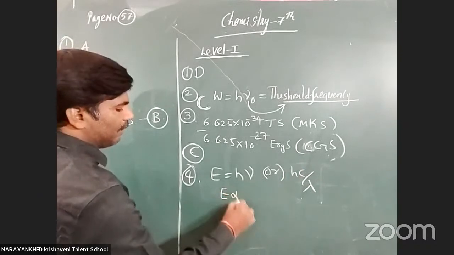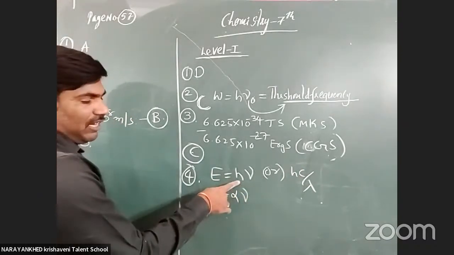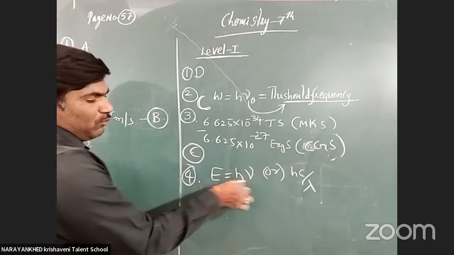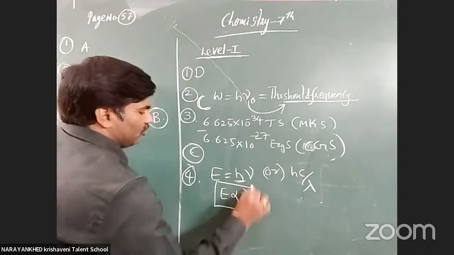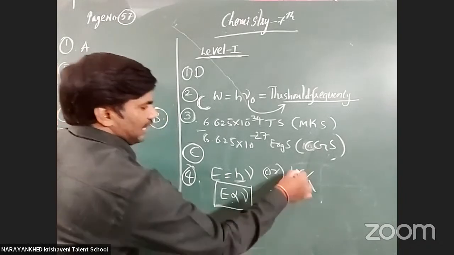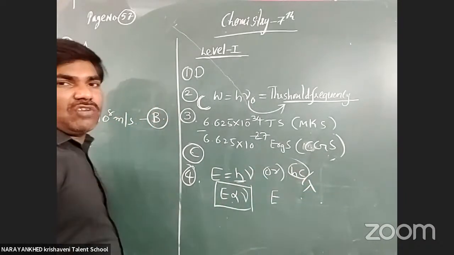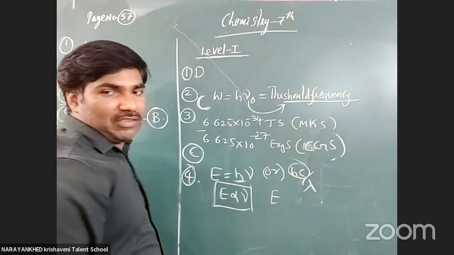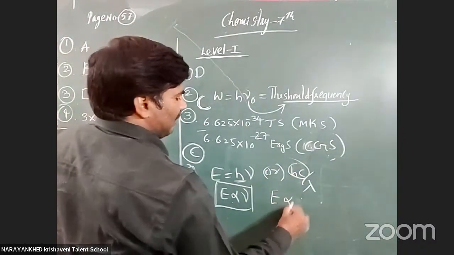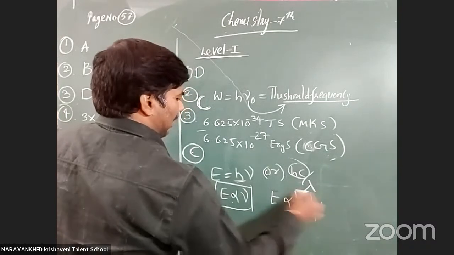E is directly proportional to nu. When we remove this h, it remains directly proportional to nu. Here h and c are both what? Constants only. h is the Planck constant and c is the light velocity. They do not change. That's why E is inversely proportional to lambda.